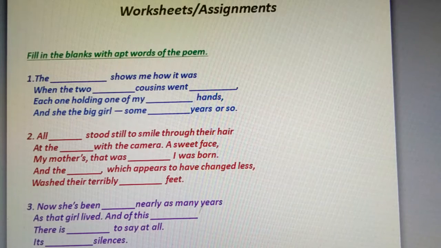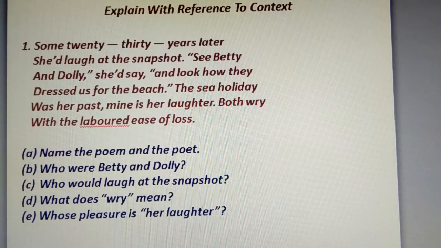Now some worksheets and assignments, filling the blanks with the words of the poem. If you are thorough with the poem, you can easily fill in the blanks. Go through the poem properly. Got it? Explain with reference to context. I have given some passages with some questions, so answer these questions.